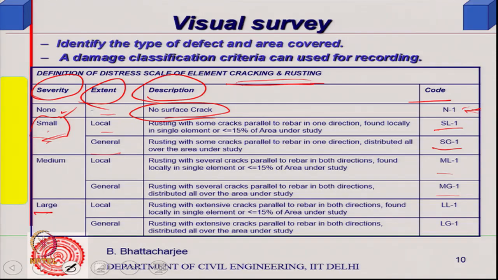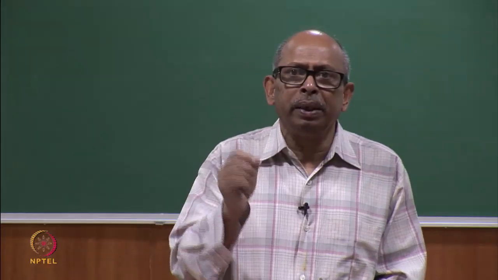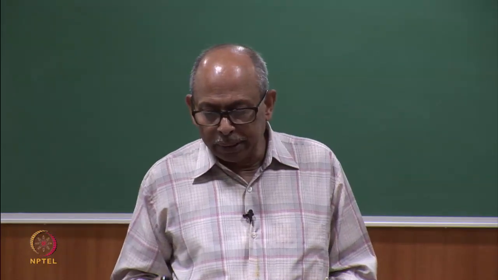Similarly, if you come to the large one, a lot of cracks. So, severity is large and it is local: rusting with extensive cracks parallel to the rebar in both directions, in a single element, less than 15% of the area. So, this is local, and if it is general, then it will be rusting with extensive cracks parallel to the rebar in both directions distributed all over the area under study. That may be a slab or something like that. Then you put it as large general 1. So, one can use such kind of state matrix, description, etc., and then codify them. So, the inspector who is supposed to look at it just puts the code against each element, which can later be used for analysis, right.